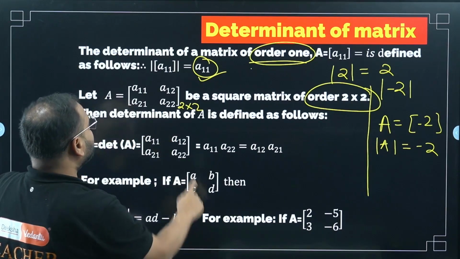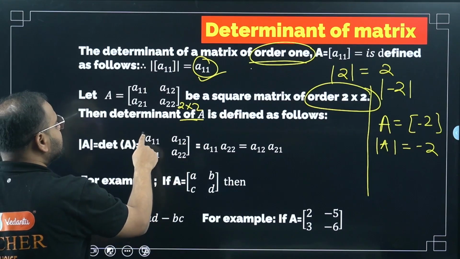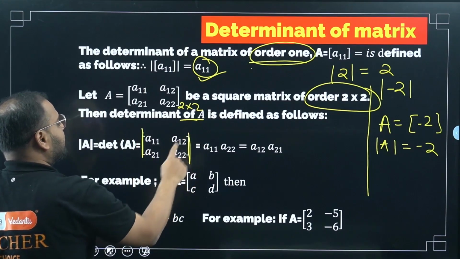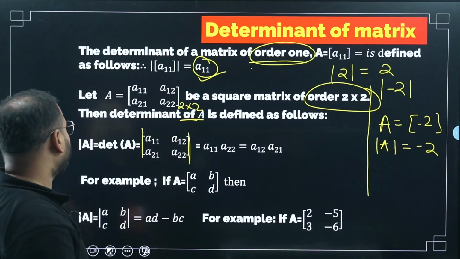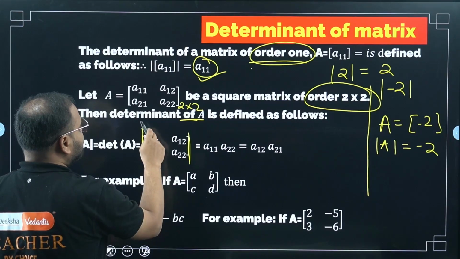Then the determinant of A would be given like this. I can write it in the determinant form. Once I write it, simply check here. I will consider this element first.